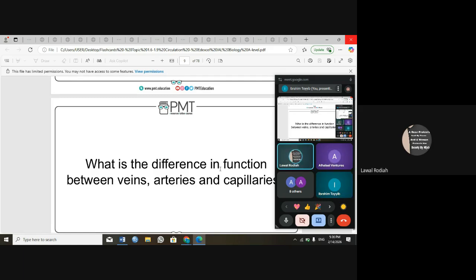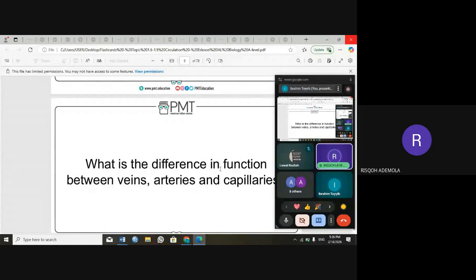Arteries carry blood away from the heart, while veins return blood to the heart. Yes, veins carry the blood to the heart. What of capillaries? Do you know the function? It connects artery to vein. Okay, you can talk. You raised your hand. Yes. Arteries carry blood away from the heart to the body.